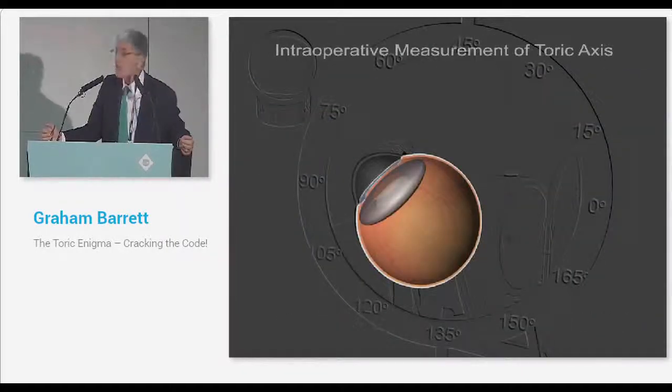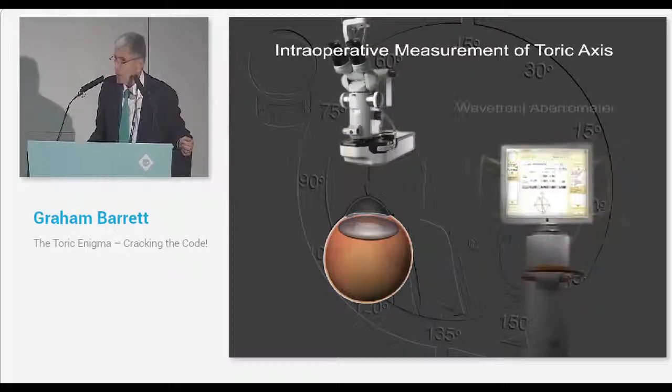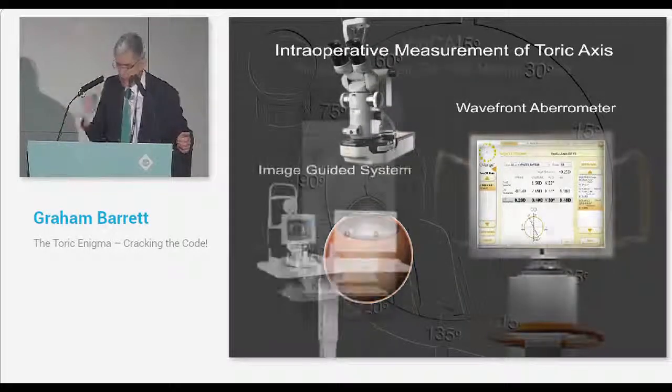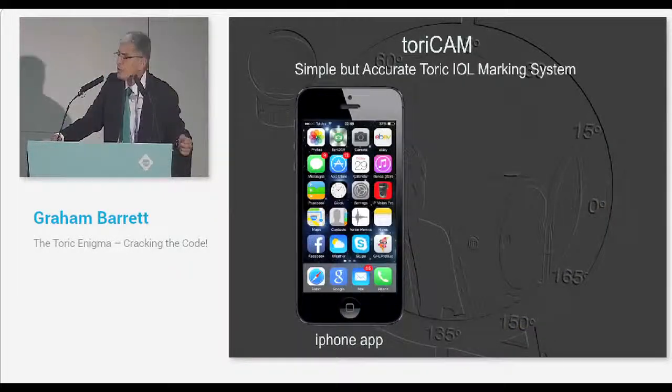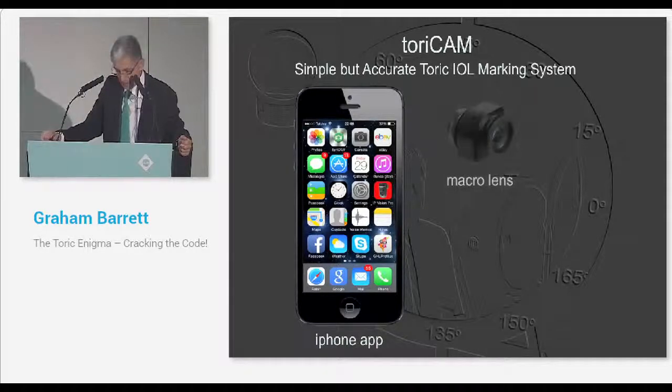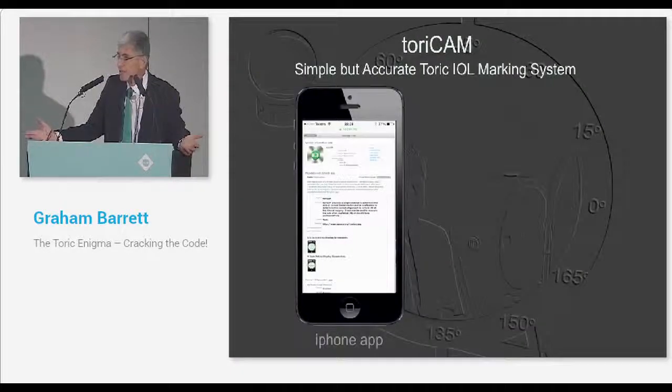But I'll show you something a little bit different, and this is my own method of marking. And this is somewhat new. I call it the ToriCam system, simple but accurate toric marking. You need three things. You need an iPhone and an iPhone app. And that, I'm pleased to say, is available on the Apple Store for free. You can download it. You need a macro lens because you need a magnified image. And if you speak to HAAG STREIT, they'll be able to help you with a macro lens. And you need a felt tip marking pen.